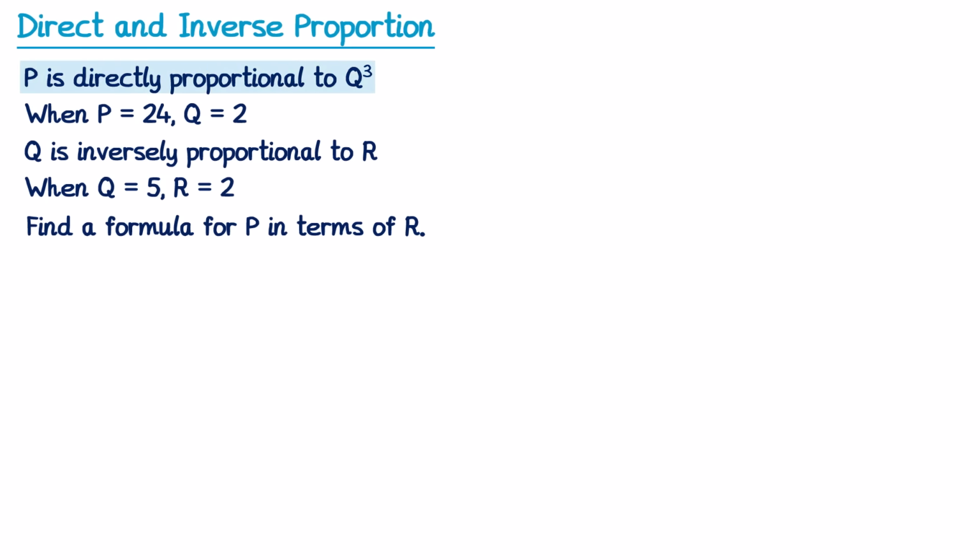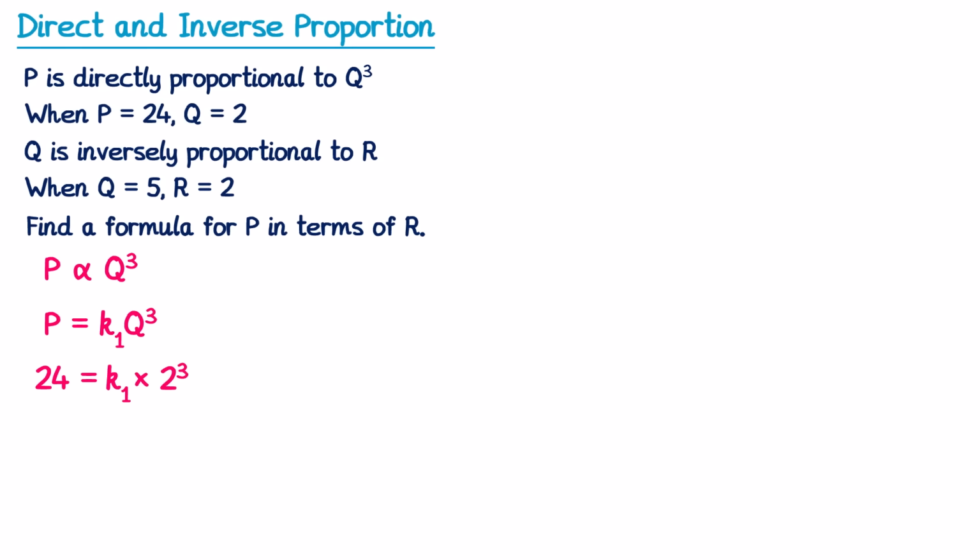So p is directly proportional to q to the power 3, so we could say that p is proportional to q to the power 3. This means there's some constant k, so p is equal to k1 times q to the power 3. Now we substitute in the values of p and q, so 24 equals k1 multiplied by q to the power 3, and we know q is 2, so 2 to the power 3.